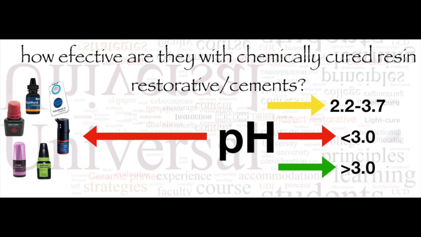One question that we must ask ourselves is how effective are universal adhesives when used in combination with chemically or dual cure resin restorative materials or cements? The easy answer is that it depends on their pH. If their pH is less than 3, they are considered to have a strong acid within them. On the other hand, if the pH is greater than 3, they are considered a weak acid. In summary, a universal adhesive with a pH greater than 3 will not affect the dual curing properties of restorative materials or cements.